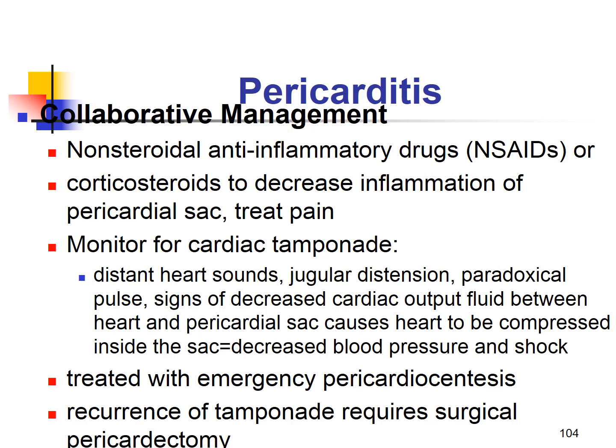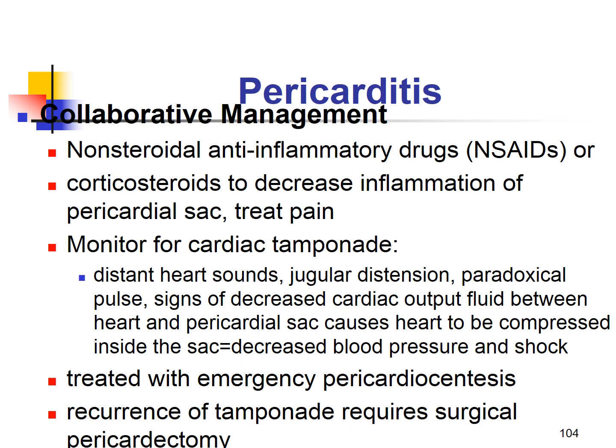Next slide. So what are some of the collaborative management? Anti-inflammatory drugs, NSAIDs and steroids, of course, to decrease inflammation and to treat the pain. One thing about the steroids, you have to make sure that you monitor because it can cause immunosuppression, increase in blood sugar, bone density decrease, slow down the growth of a child, cause Cushing syndrome, adrenal insufficiency. So it's really important to monitor the drug and teach the patient not to stop the drug abruptly.